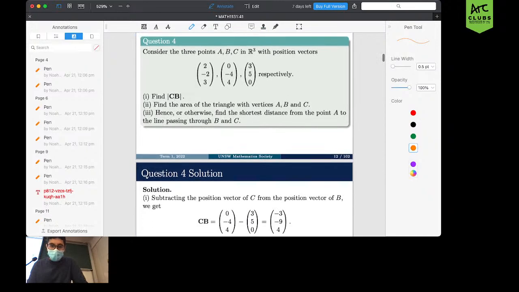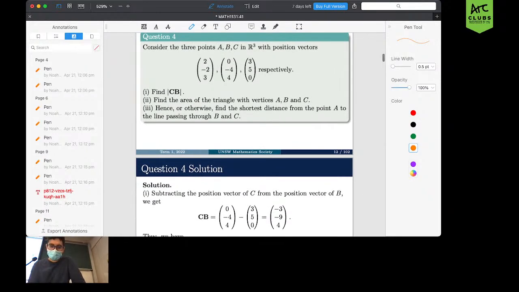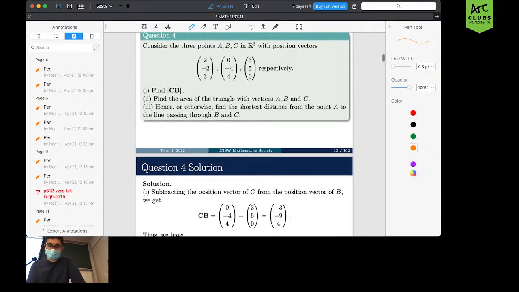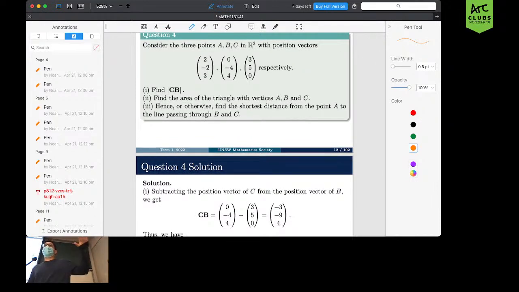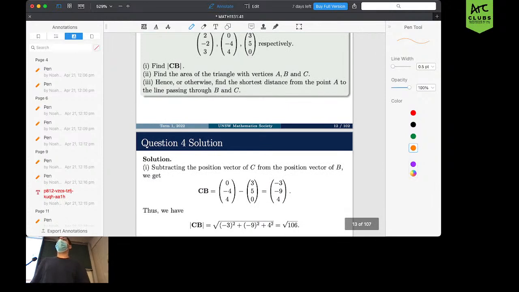So, subtracting the position vector of C from the position vector of B gives us our vector CB, and we get -3, -9, 4. And all we have to do now is take the magnitude of that. So it's the square root of the sum of the squares of each of its components. So it'd be the square root of -3 squared plus -9 squared plus 4 squared. And that ends up becoming square root of 106.